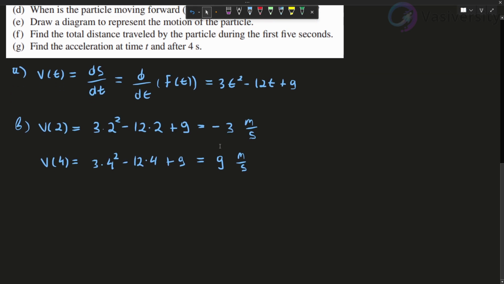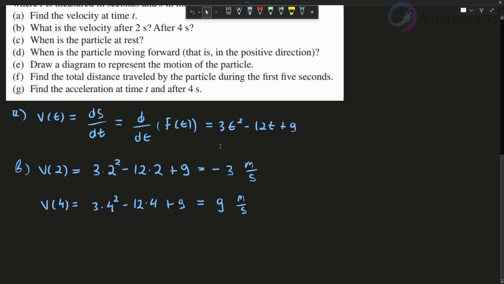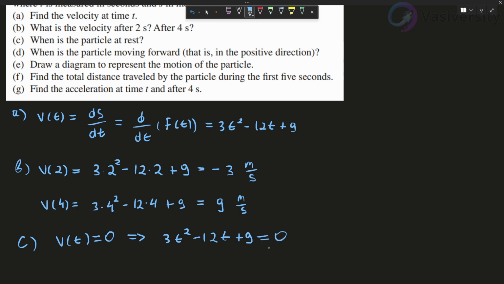Then, when is the particle at rest? So the particle is at rest when the velocity is 0. So we're trying to find v of t to be equal to 0. Alrighty, so let's go ahead and write it down. So we will have 3t squared minus 12t plus 9 is equal to 0.